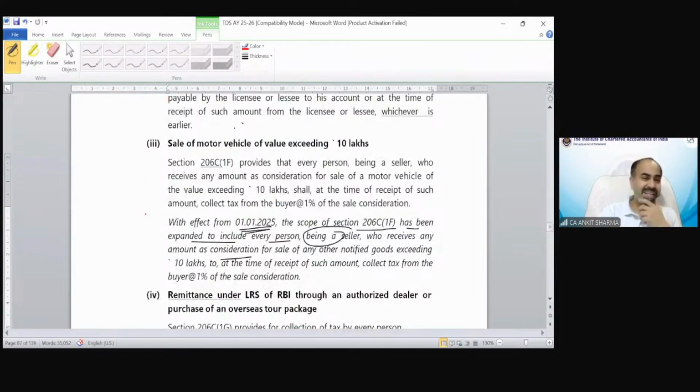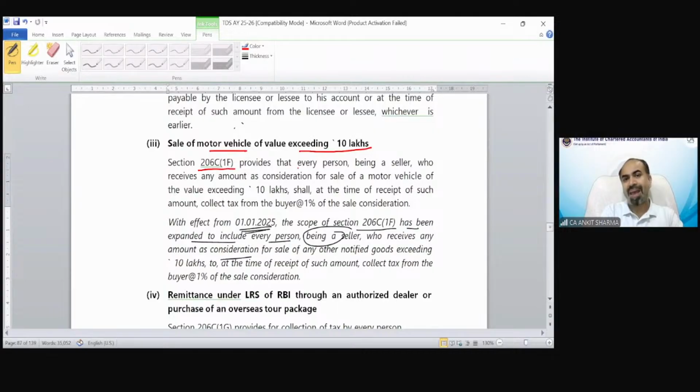The second TCS applicability, as we were discussing with an example also, is sale of motor vehicle of value exceeding 10 lakh. Even in practice, if your parents or your brother, sister, any one of you has purchased a motor vehicle, and if the price of that motor vehicle exceeds 10 lakh rupees, you can see that invoice. In that invoice, they need to pay an extra 1% as TCS to the showroom owner also. So that is the applicability of TCS. You can check it out practically also.